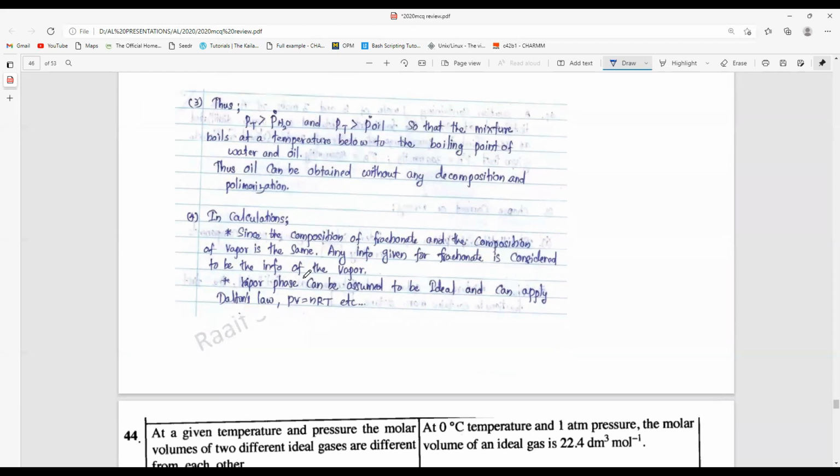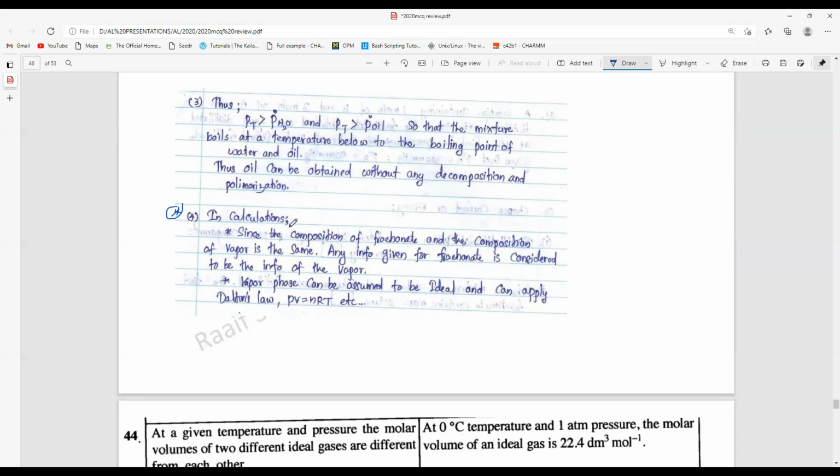So here, the rest of the concept. PT is greater than P naught H2O, and PT is greater than P naught oil, so that the mixture boils at a temperature below the boiling points of water and oil. Thus, oil can be obtained without any decomposition. Okay. This is one of the additional points that I have written even in my notes.